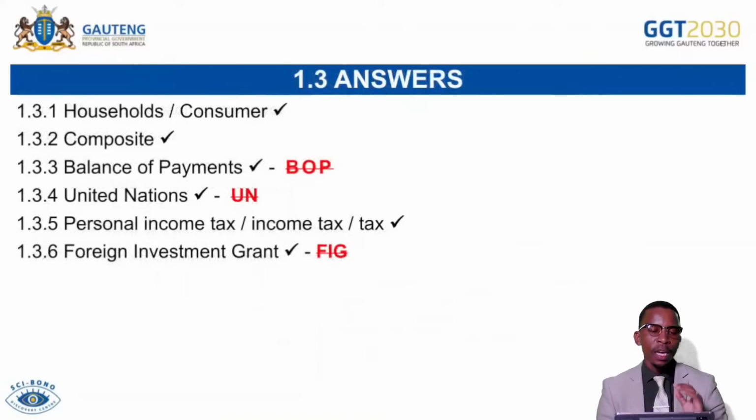So let's check. The first one is households and or consumers, the composite indicators, the balance of payment. If you say BOP, it will be wrong. Be aware of that. BOP will be wrong.